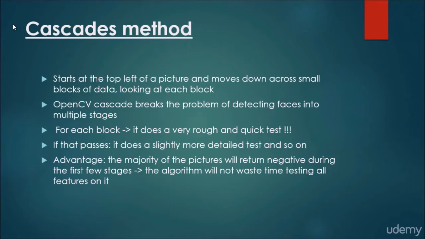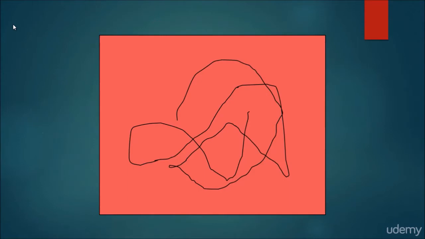So if this block passes the test, it does a slightly more detailed test and so on, in order to be able to have a guess whether that's a face or not. The advantage is that the majority of the pictures will return negative during the first few stages, and the algorithm will not waste time testing all features on it. So it does a rough quick test, and it makes a good prediction whether, okay, it may be a face, so it's going to make some calculations again. But if it comes to the conclusion that, okay, it is not a face, it goes on. So it works something like this.